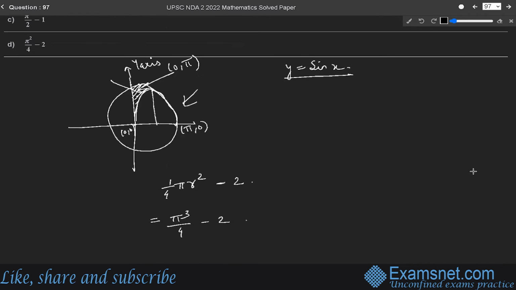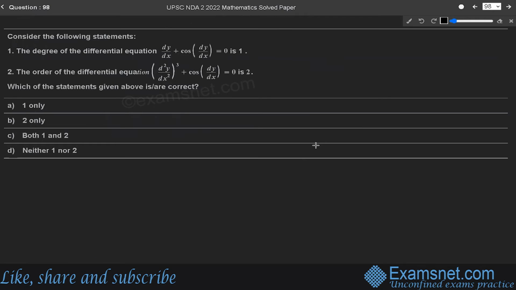All these questions are very, very simple. All you have to do is just understand the basic concepts behind every question. Next question is also very simple. Consider the following statements. The degree of the differential equation dy by dx plus cos dy by dx is equal to 0 is 1. See, before moving on to the question, there is a concept that whenever we see a differential equation that consists of a trigonometric function, then we cannot determine its degree. Here you can see that there is a differential equation and it consists of a trigonometric term. So the degree of this particular equation cannot be determined.